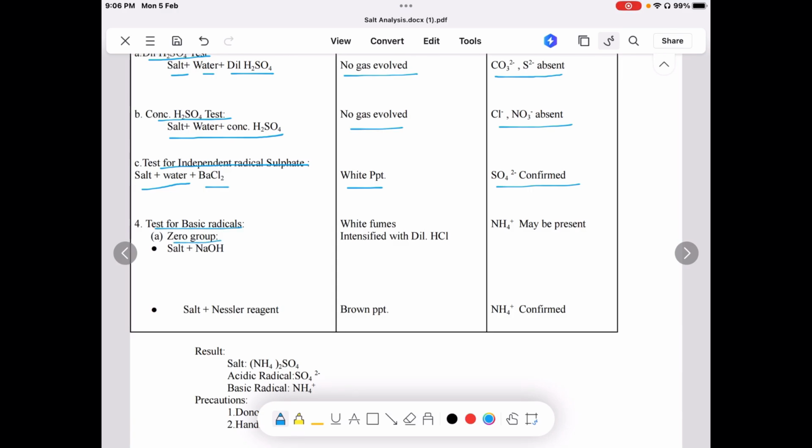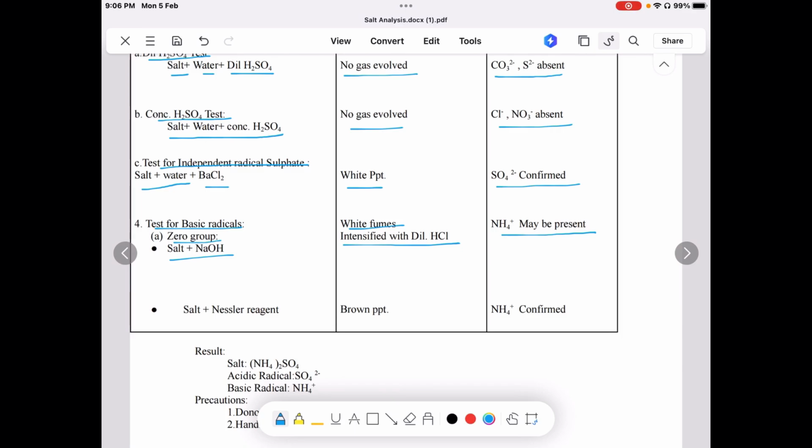We start with zero group, ammonium ions. So to the salt, we add NaOH, white fumes, which get intensified when the rod dipped in dilute hydrochloric acid comes in contact with a test tube, which is having a salt and NaOH solution. Ammonium may be present because dense white fumes are formed because of ammonium chloride here.